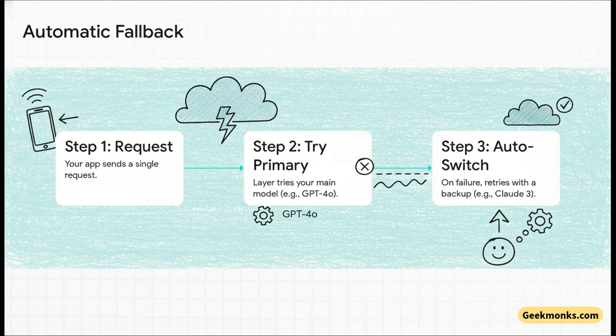With an orchestration layer, you can set up automatic fallbacks. So imagine your app tries to call GPT-4o, but for whatever reason, the API is down or timing out. Instead of just failing and showing your user a nasty error message, the orchestration layer just handles it. It can automatically and transparently retry that same request with a backup model, maybe Claude 3. Boom, you've just built resilience right into the core of your system.